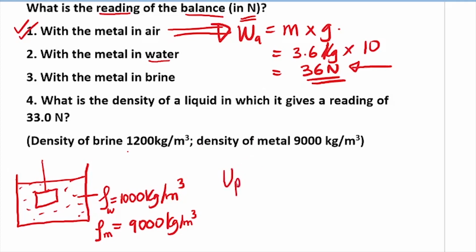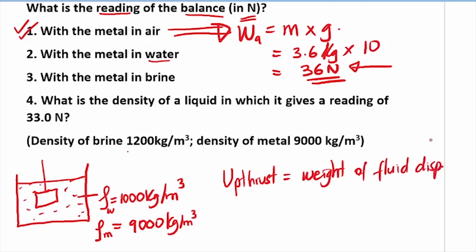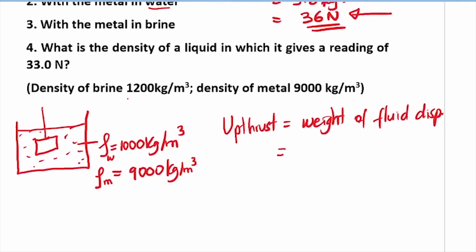So upthrust is equal to the weight of the fluid displaced. So we know that the weight of the water displaced is given by the mass of the water multiplied by gravity. The mass of the water is given by the density of the water multiplied by the volume of the water, multiplied by gravity. So we go ahead, the density of water definitely is 1,000. Then we are going to multiply that by the volume of the water.